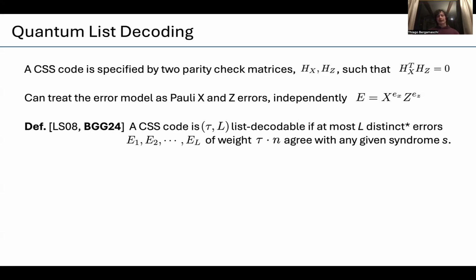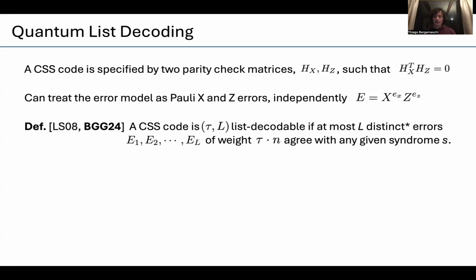To take a step back, in quantum error correction, we're dealing with quantum code states. So in principle, there's no real way for our decoder to output a list of quantum code states, because in a sense, that would imply cloning. However, what we can do is output a list of the classical description of errors.